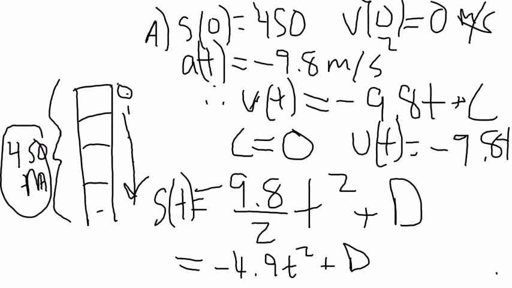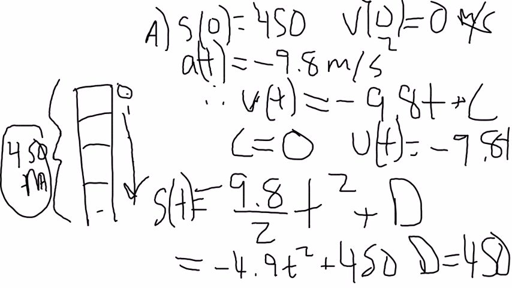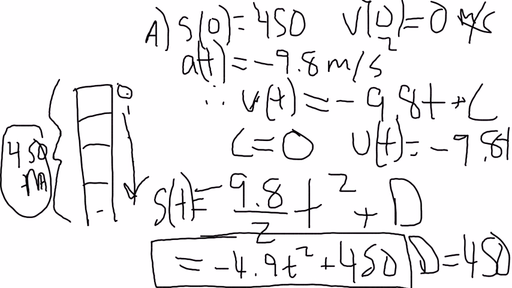Okay, and then similarly, like we had in the last one, since S of 0 is equal to 450, we plug that in, our d is just going to be equal to 450. So that's our formula, negative 4.9 t squared plus 450. And that's our S of t. That's A.